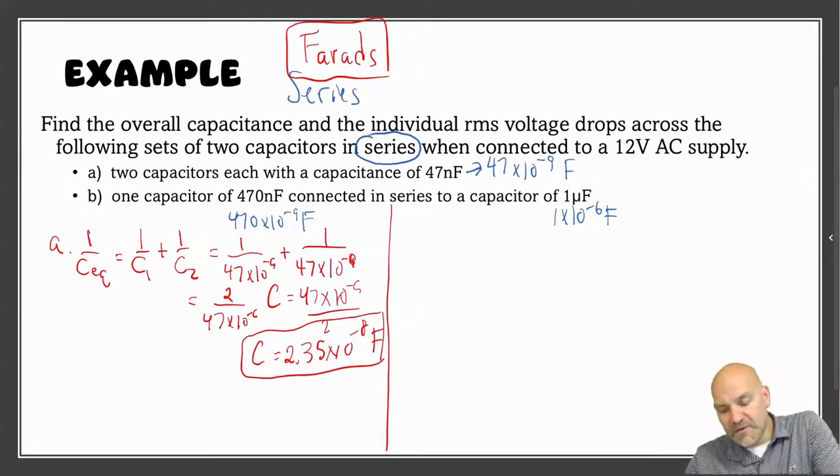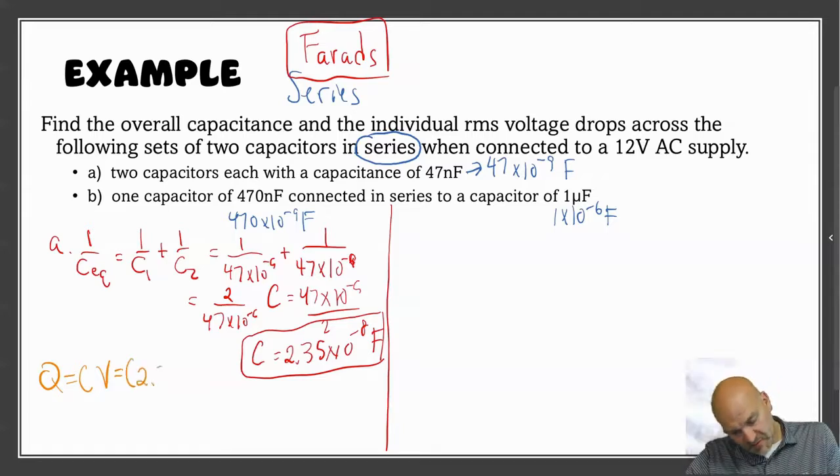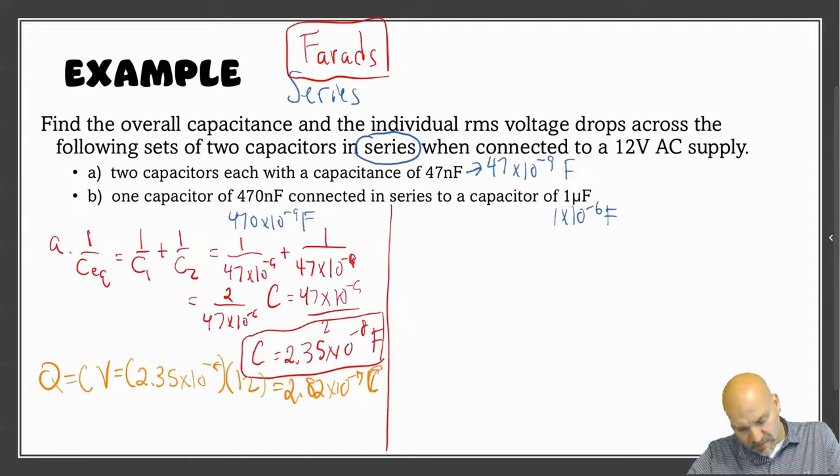What that then allows me to do is to use my Q equals CV to find how much charge I have going across there. Because I can't find the individual voltage until I find the total charge. And so it's going to be 2.35 times 10 to the negative eighth farads times 12 volts. And it's going to give me 2.82 times 10 to the negative 7 coulombs. Right? And so that's how much charge is going across each capacitor.